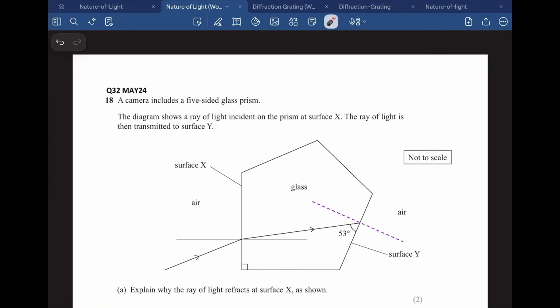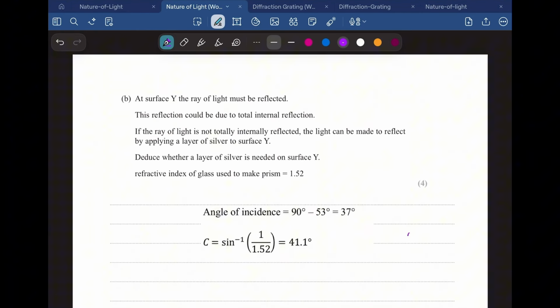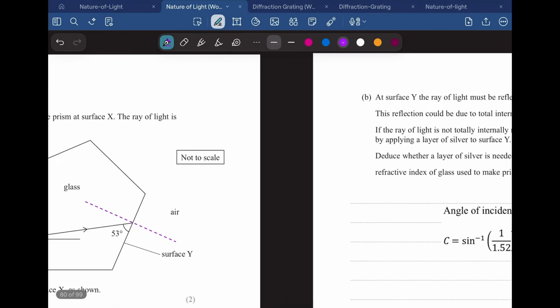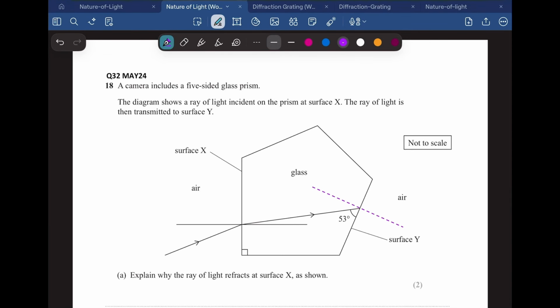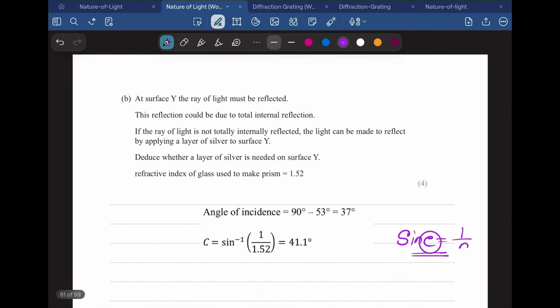Now to figure out whether it is totally internally reflected or not, we'll have to see about the critical angle. We know the formula of critical angle is sine c equals 1 divided by n. We'll have to make c the subject, and when we make c the subject it becomes sine inverse 1 divided by n, and n is the refractive index of the surface, or the refractive index from which the light is traveling. I mean the more dense medium from which the light is traveling. So here it is the refractive index of the glass, which is 1.52 as they have given us.